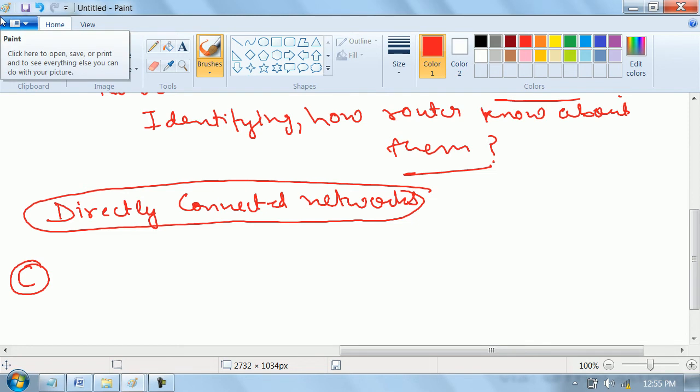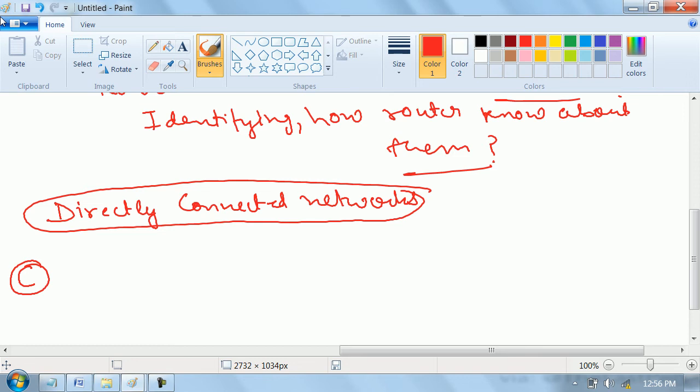Step by step chal rahe hai. Sabse pehla step, default gateway. Second step, what is network ID? What is the use of network ID? Third step, how will the router use that network ID? Kaise use kar raha router? Router will make a database of network IDs. Now the router will assemble those network IDs according to how the router is getting information about those networks.